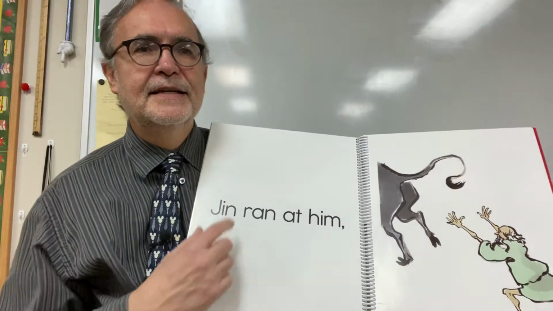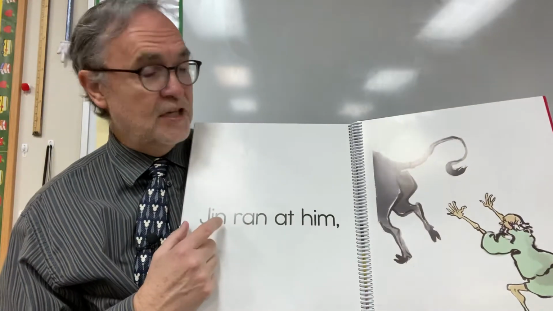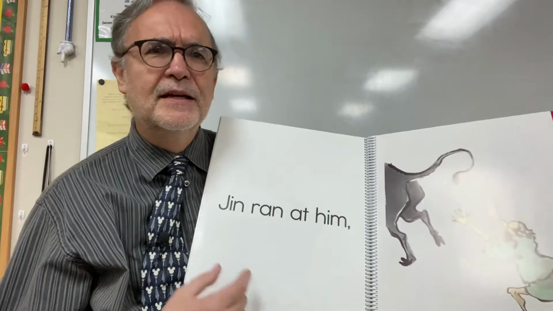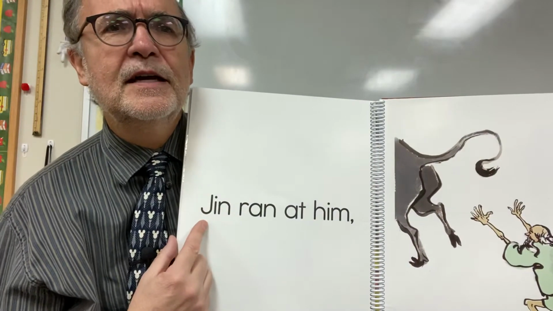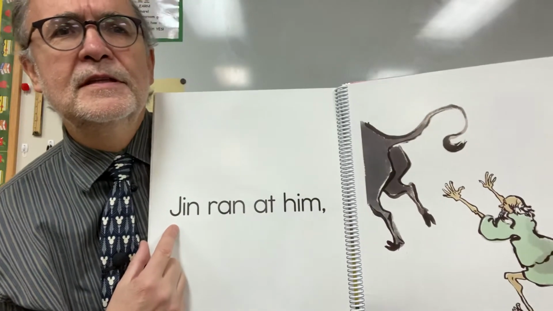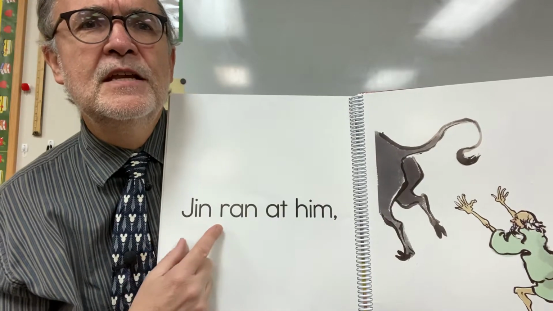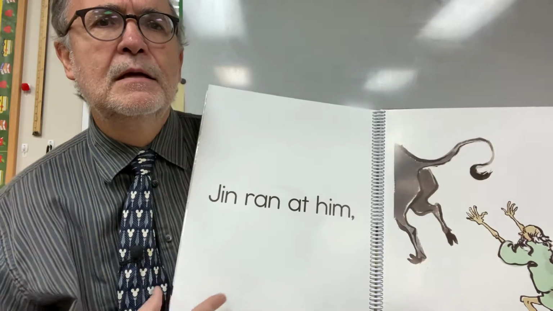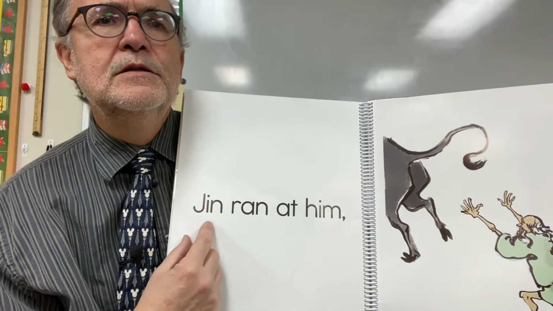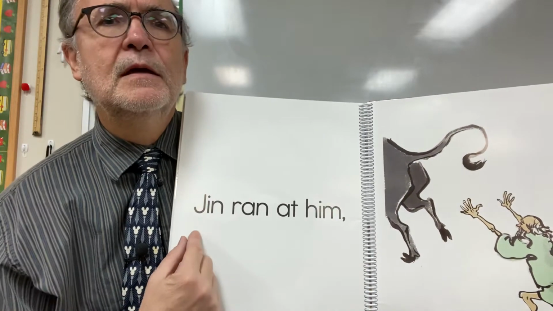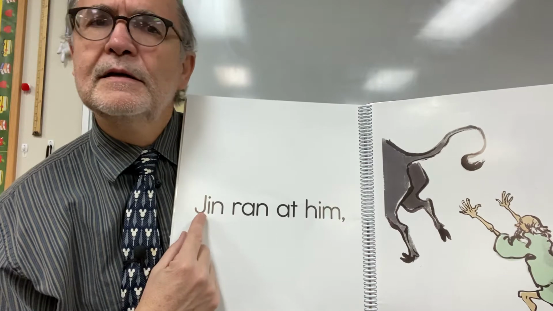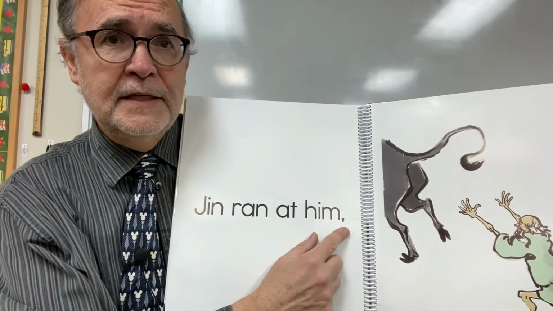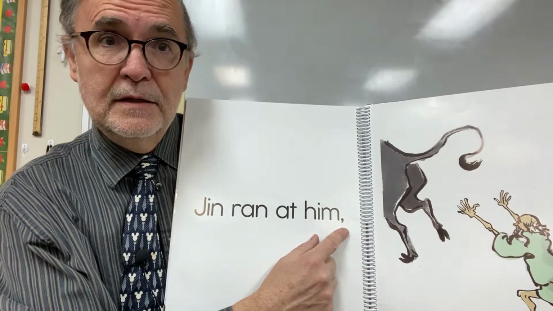But oh no, Jin, this is Jin. What's that other guy's name? Bob? I can't remember. Okay. Read this one. Jin ran to him. What do we see right here? A capital J. And then what do we see down here? A period. The end of this.